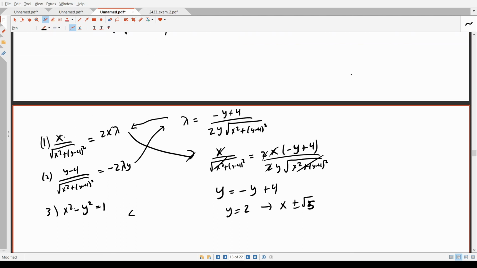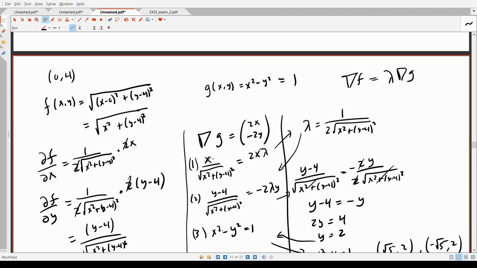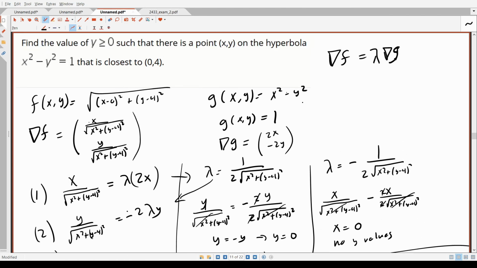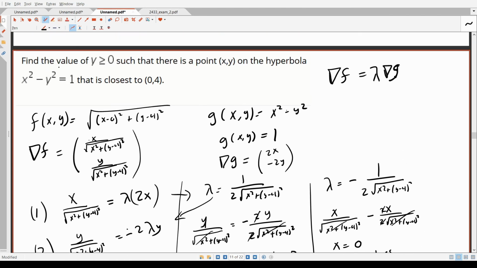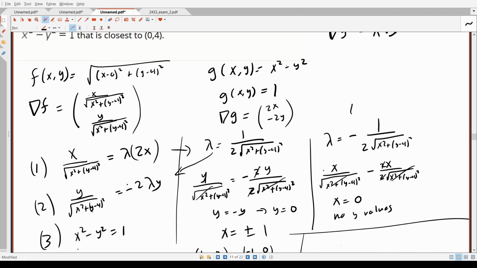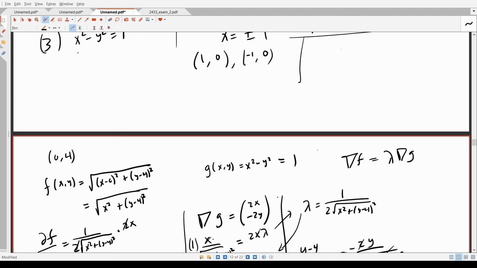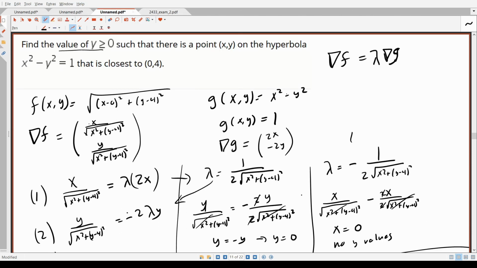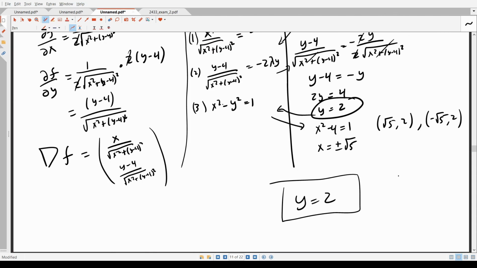But yeah, so to answer the question, let's go back to attempt number 1. Find the y value, okay? And in all of these, we saw that the y value was just 2. So y equals 2 is my answer. Okay. So next question.